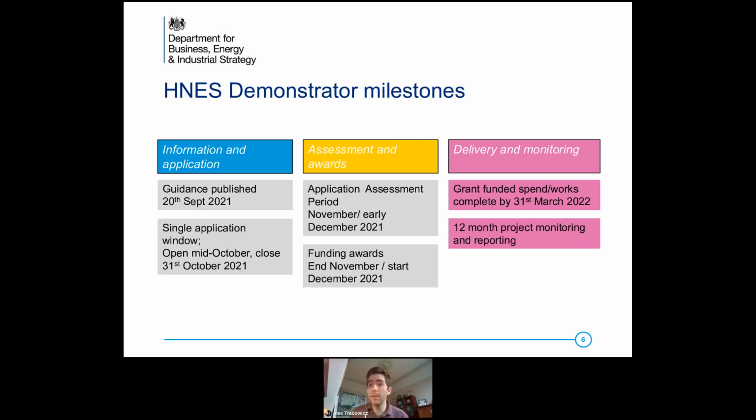We're currently approaching the end of the grant drawdown period, which is the end of this month, but that's for the grant portion of the funded works only. Some projects will have completed all of their work, the grant funded and match funded portion, by the end of the month, and some will continue the latter into April, in some cases a bit longer.